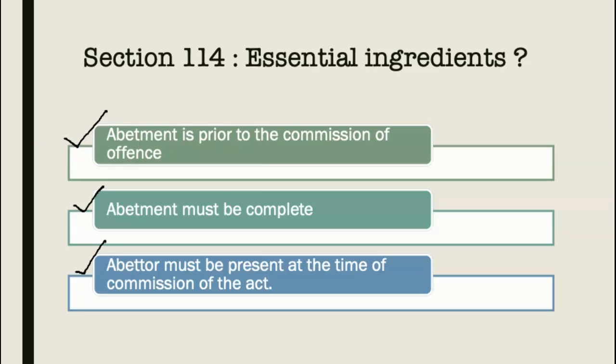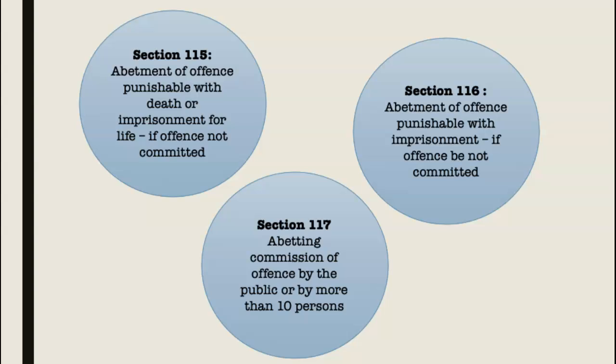Let's move forward and quickly finish our video, understanding our 5 other sections when we are understanding the offence of abetment. Now, firstly, we need to see section 115, which basically talks about abetment of offence punishable with death or imprisonment for life if the offence has not been committed. Here the important term is the offence has not been committed. So whatever the abetment was about or whatever the planning was going on, that particular offence has not been committed.